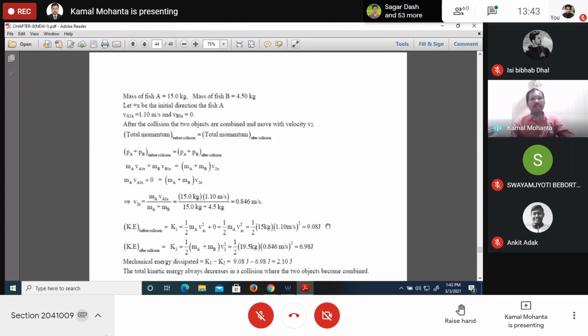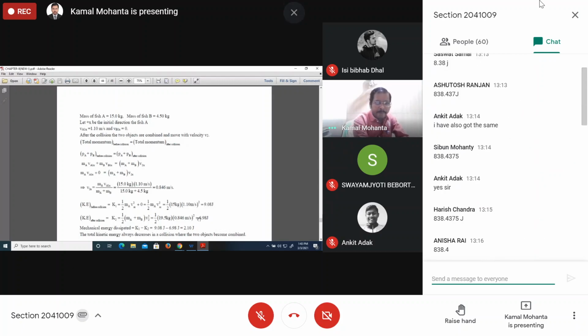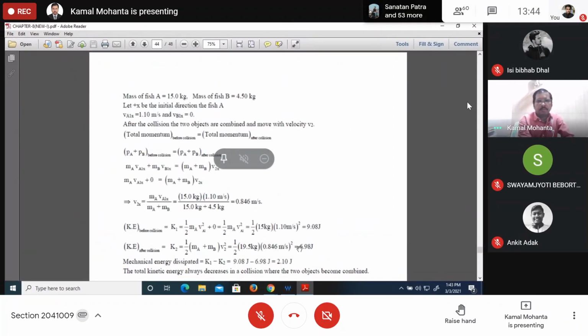Similarly, kinetic energy after the collision, that is K2. K2 is equal to half of MA plus MB into V2 square, which is half of MA, 19.5 kg, into 0.846 meter per second V2 squared. It is coming 6.98 joule. So the mechanical energy dissipated, that is K1 minus K2, that is 9.08 joule minus 6.98 joule, it is coming 2.10 joule.